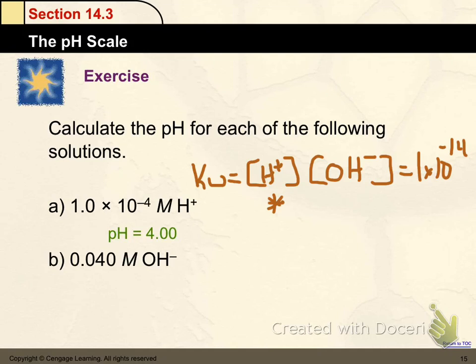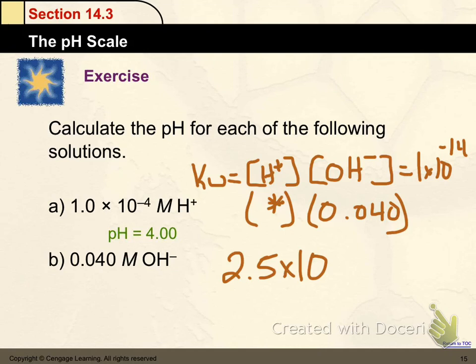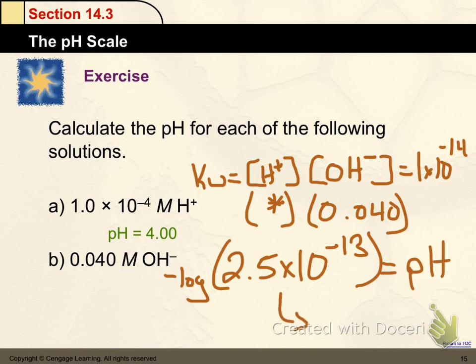So if we go ahead and substitute in 0.040, and for this one we have our unknown, it equals that. We should be able to rearrange and find that our H plus concentration is 2.5 times 10 to the negative 13th. Now, we can take the negative log of this number, and that's going to equal our pH, because this number right there is that hydrogen ion concentration.